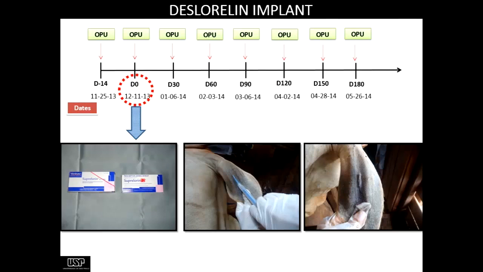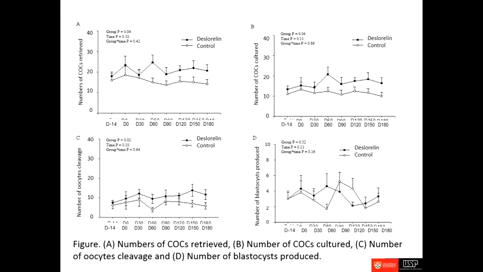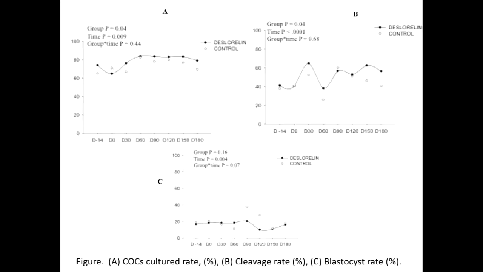And look here, the deslorelin to block the animal, and this is the results. When we use deslorelin, of course, the corpus luteum disappears, so the treated animals have a long period without cyclicity, without large follicles. And you can see here the data from number of cocks, recovery, and a lot of analysis. But look, when we blocked, we improved the number of follicles when compared to cycling animals.